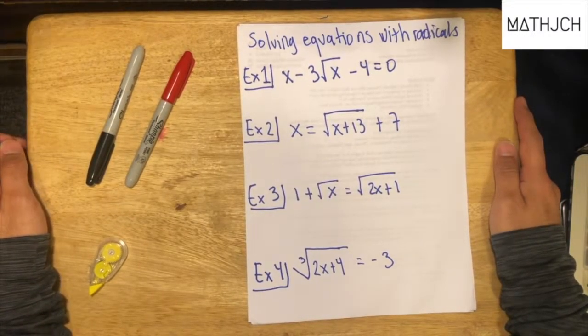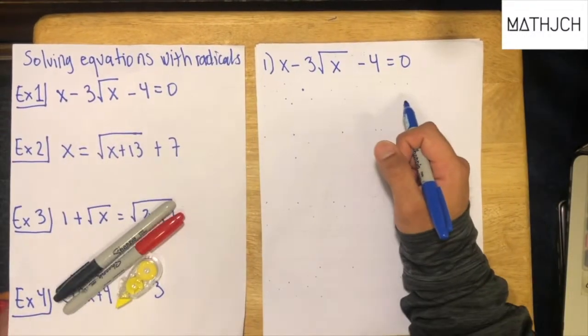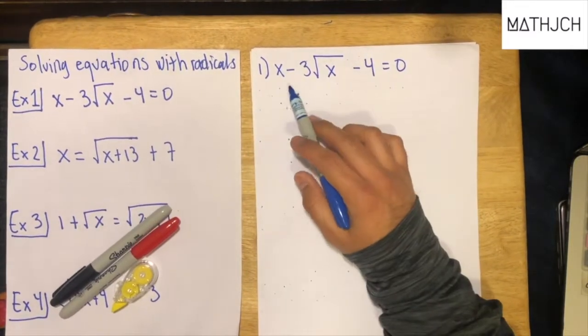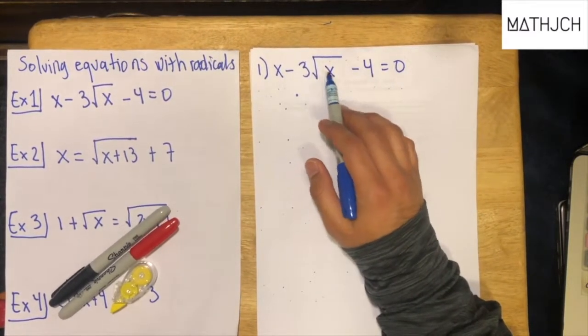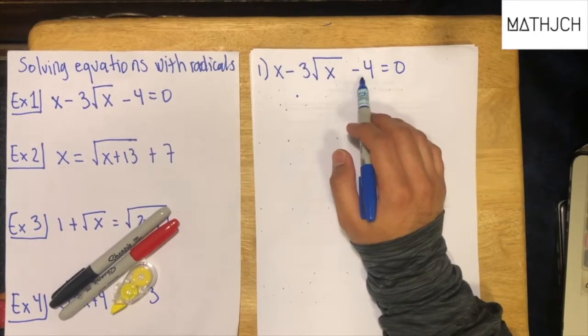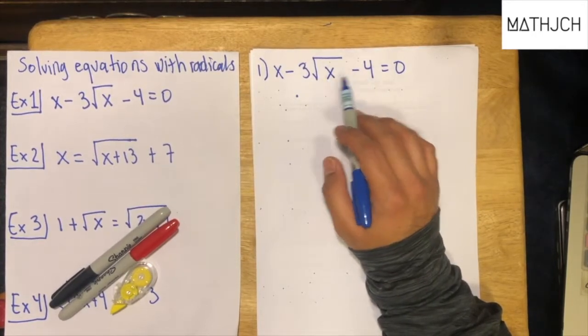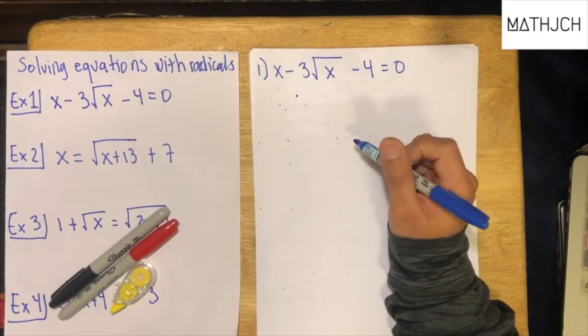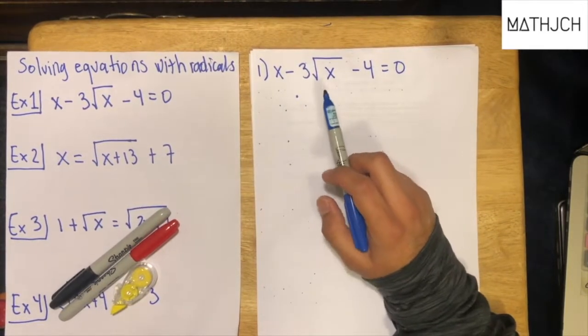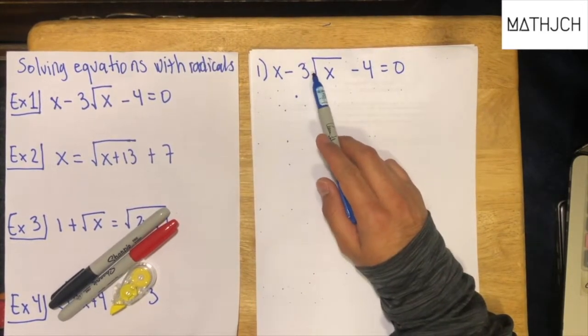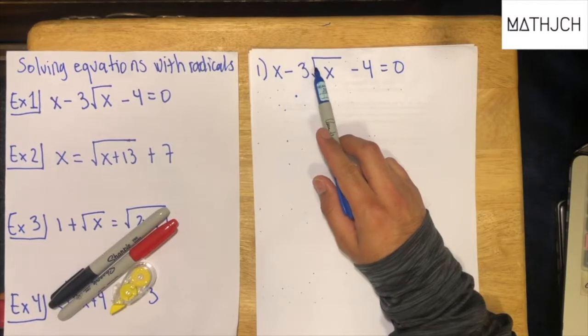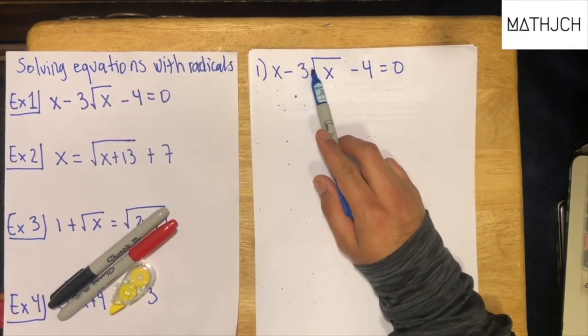So let's get started. For our example number 1, we have x minus 3 square root of x minus 4, notice that this 4 is outside of the square root, equal to 0. Okay, the first thing that we have to notice is that we have a square root. We don't have any index here, so automatically it will be 2.